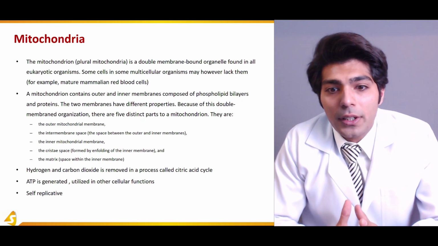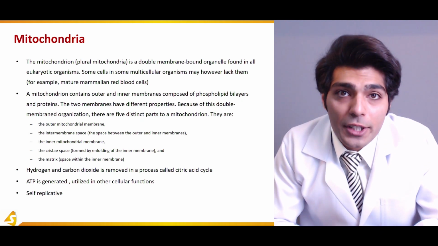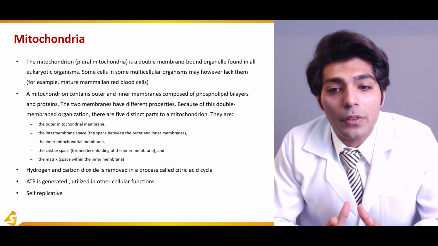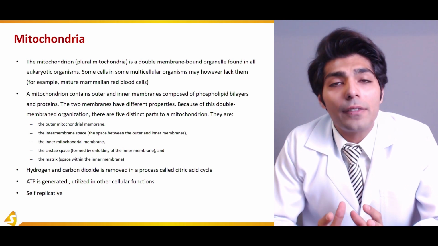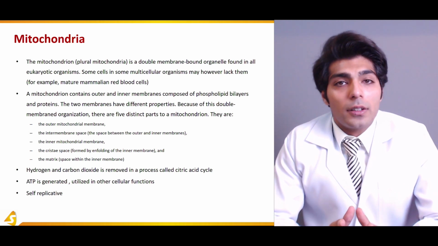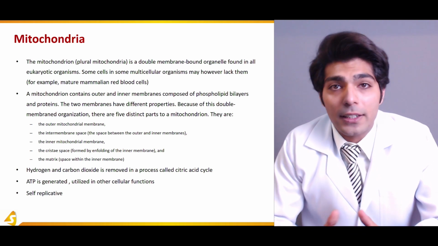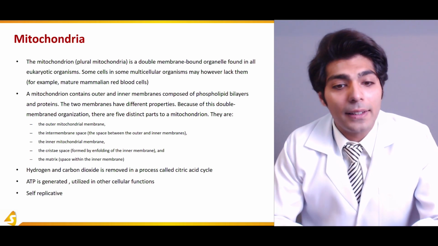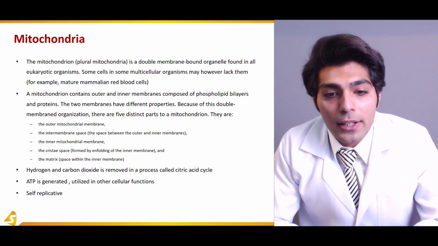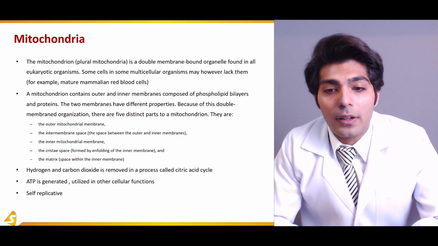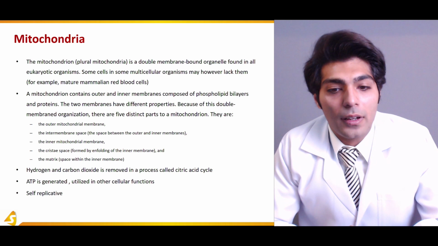Mitochondria contain an outer and inner membrane, which are composed of phospholipid bilayers and proteins. The two membranes have different properties. Because of this double membrane organization, there are 5 distinct parts to the mitochondria. There is an outer mitochondrial membrane, and there's the intermembrane space, that is the space present between the outer membrane and the inner membrane. Then we have the inner mitochondrial membrane, and we have the crystallized space formed by the enfolding of the inner membrane, and then we have the matrix, which is the space inside the inner membrane.